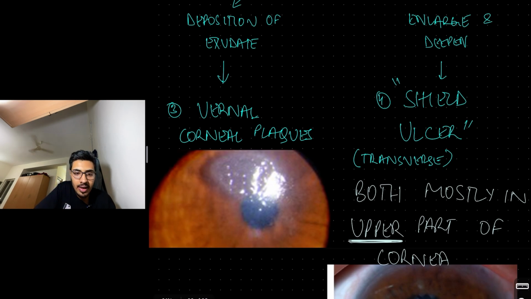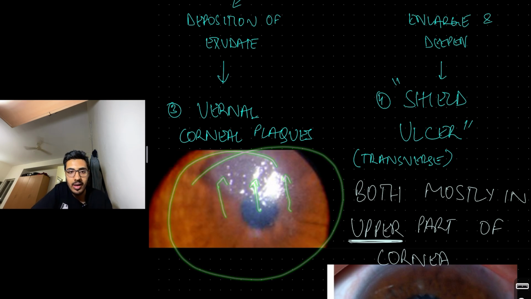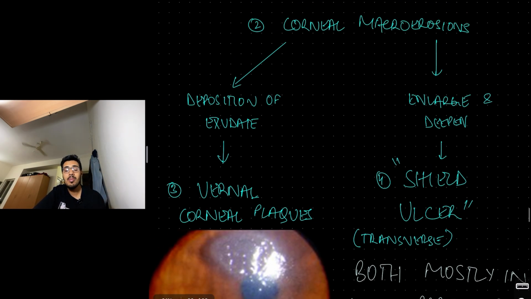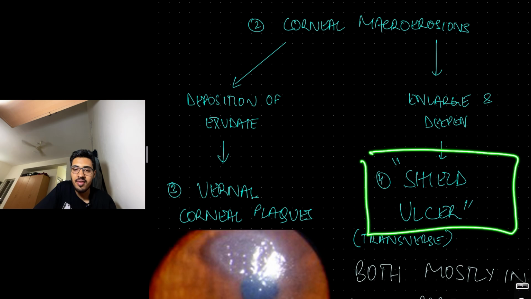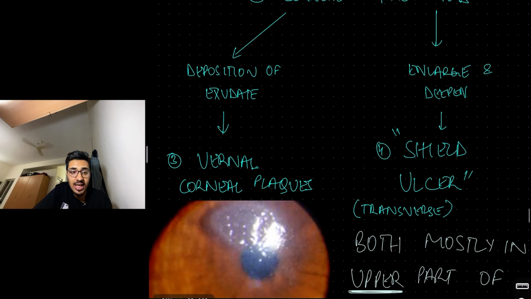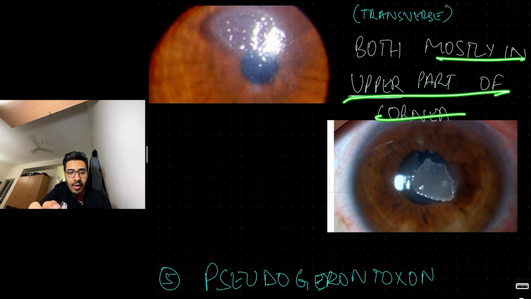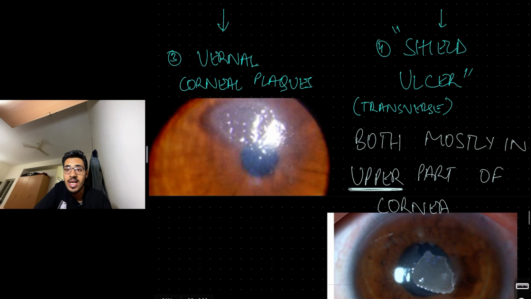For example, see here, you can see it's in the upper part of the cornea. So vernal corneal plaques, or these macro erosions can enlarge, and when they enlarge, they'll form ulcers, and the ulcer is known as shield ulcer. Very, very commonly asked question. Shield ulcer. You have a transverse ulcer in the upper part of the cornea, sorry, not conjunctiva, cornea, but most of the times it is in the upper part of the cornea. You have a transverse ulcer known as shield ulcer.